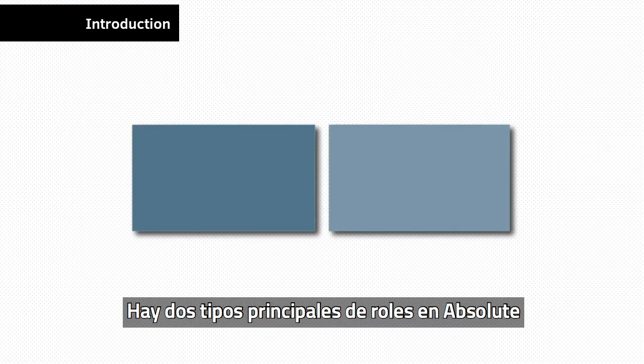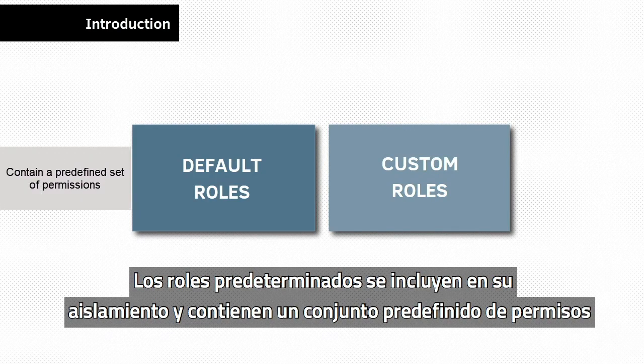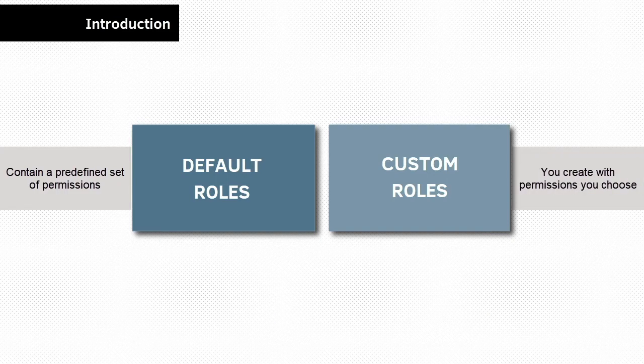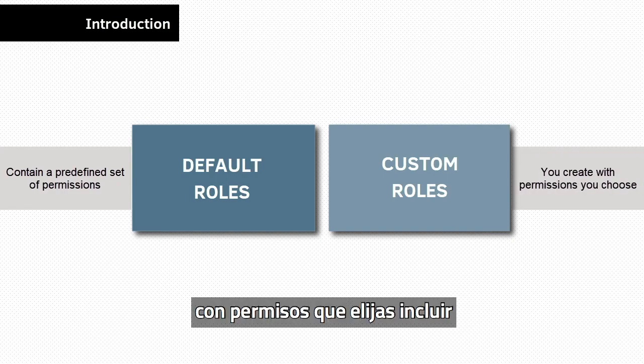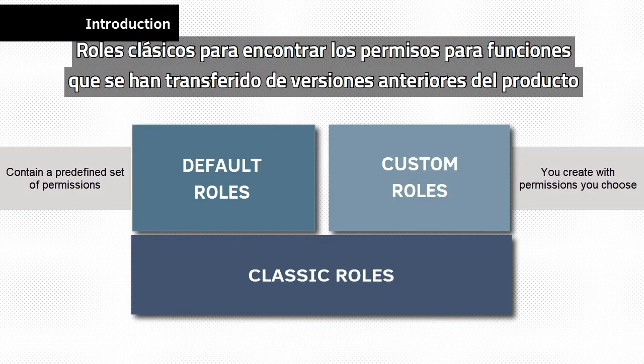There are two main types of roles in Absolute: default roles and custom roles. Default roles are included in your installation and contain a predefined set of permissions. Custom roles are roles that you create with permissions you choose to be included. Both roles are based on classic roles. Classic roles define the permissions for features that have been carried over from previous versions of the product.